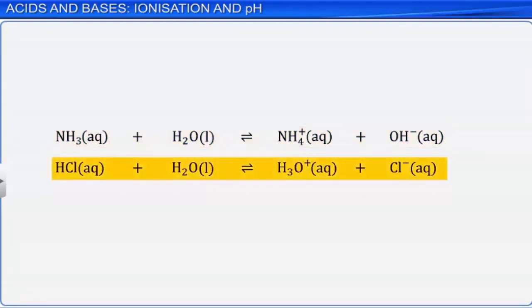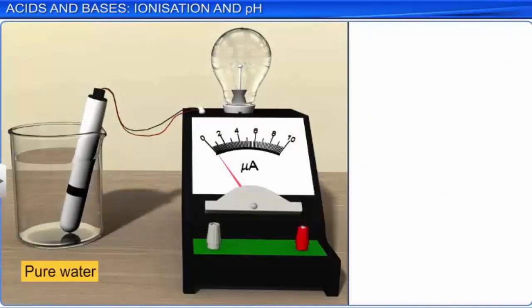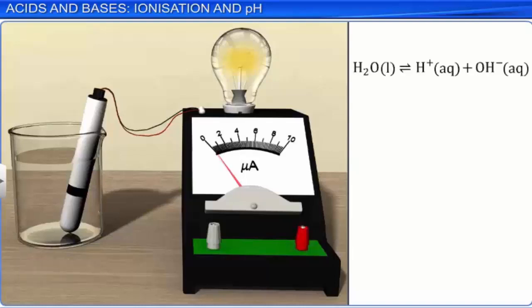Observe the two reactions of the dissolution of ammonia in water and the ionization of HCl in water. What do you infer? You can see that water is capable of acting both as an acid as well as a base. Pure water is a poor conductor of electricity. Conductivity measurements show that water ionizes to a very limited extent.